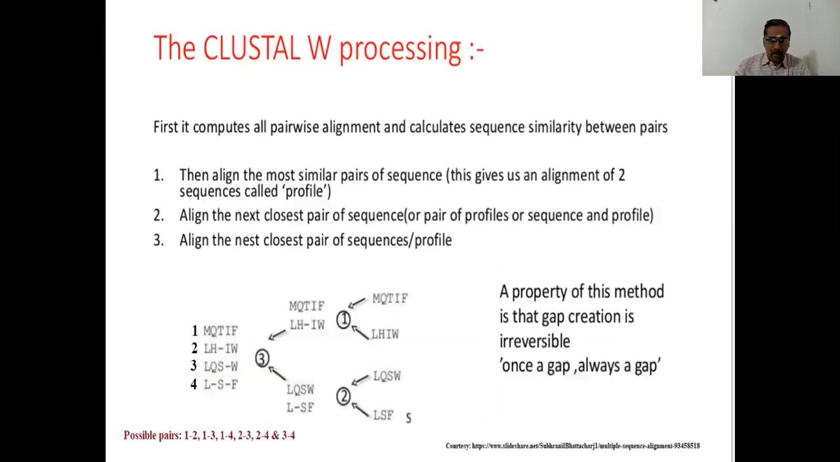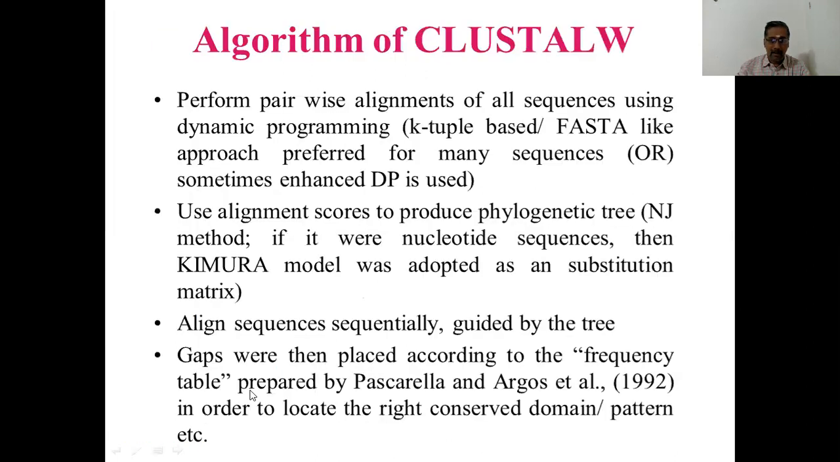So the score of the 1 and 2 alignment, the 1 and 3 alignment, or the 2 and 4 alignment. For each pairwise alignment, the score will be calculated by using a dynamic programming approach. As I said earlier, this is a global multiple sequence alignment. So a global alignment algorithm should be implemented over here. So the best choice is the Needleman-Wunsch algorithm.